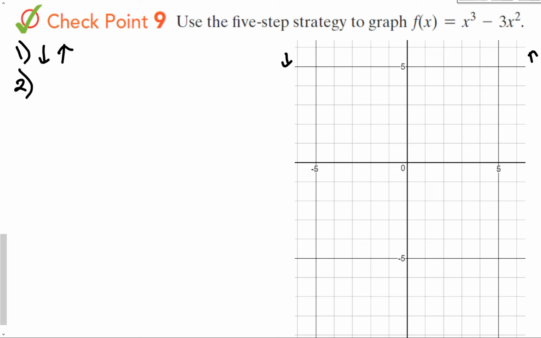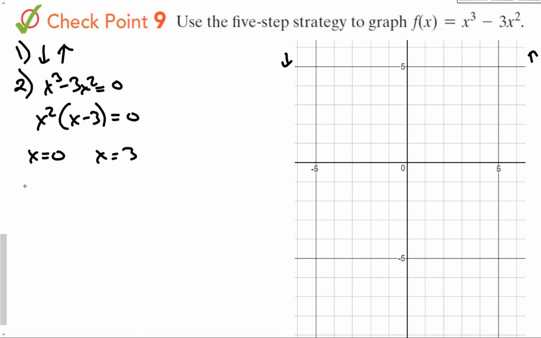Step 2, set it equal to 0 and solve, find the x-intercepts. So we say x to the third minus 3x squared is equal to 0. Factor out an x squared to give me x minus 3 is equal to 0. So that means x is equal to 0 and x is equal to 3. 0 has a multiplicity of 2.